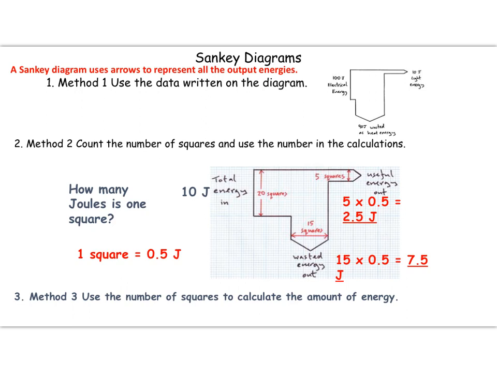The final method is just to use a number of squares in our calculation, so rather than having to work out what each square was, we could just solve this answer by doing 5 divided by 20, and that would give us an efficiency of 0.25 as well. So you can choose a method you want to use to answer the question based on the data that's provided to you in the question on the exam paper.